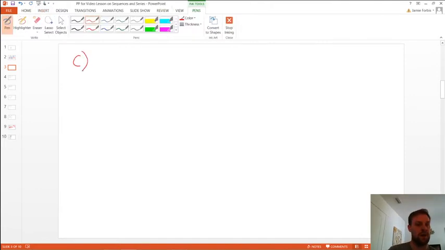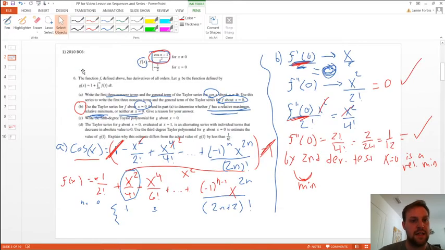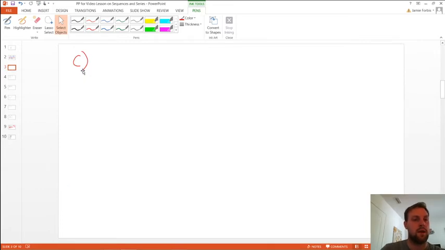All right, hopefully you're looking back at your own paper or your own notes, but I can switch back real fast. C says write the fifth degree Taylor polynomial for G about x equals 0. That's not too bad. Okay. All right, so I'm looking at my paper now. It says write the fifth degree Taylor polynomial for G about x equals 0. All right. Fifth degree Taylor polynomial, so that's to the fifth power, right?